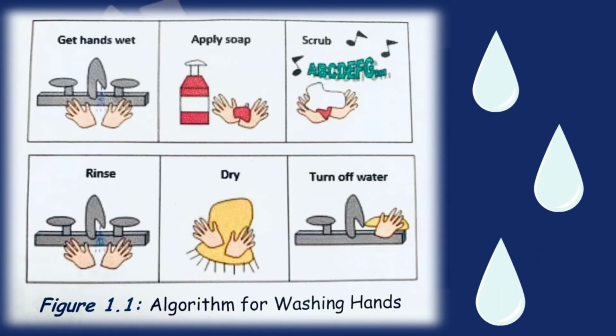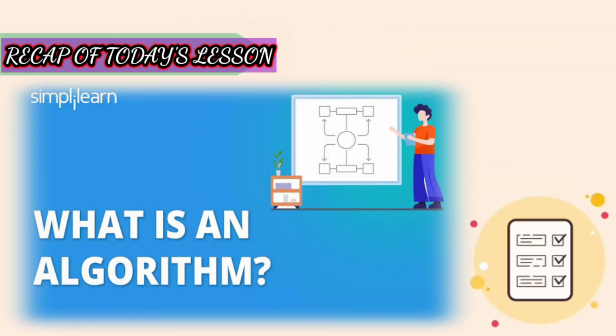You can see the picture. We have the picture of getting hands wet. You can see the next picture close to it is apply soap, while the other one is scrub it. The other one we have the rinsing, and also we have the dry. Then you turn off the water.